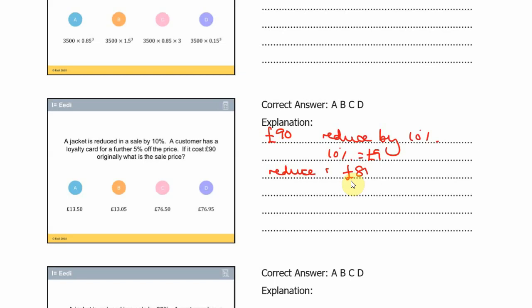They get a further 5% of the new price. That's the really key thing. You can't just do 15% of the total and take it off. It's a further 5% off the price. So it's off this new price. So 5% of £81.